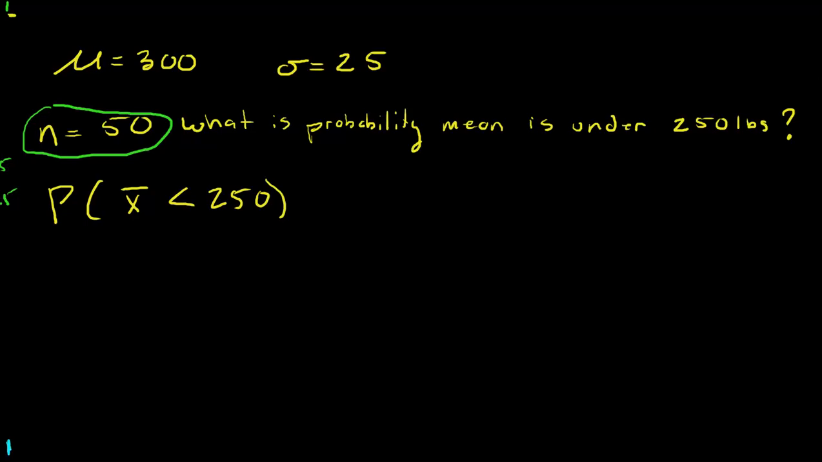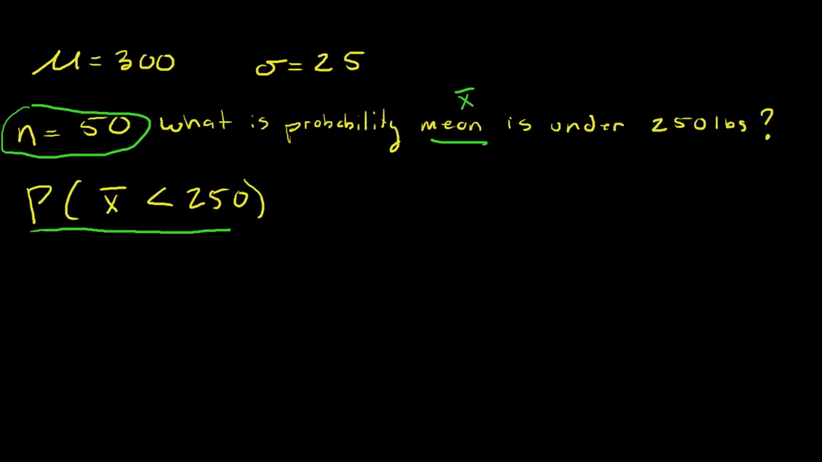Okay, so the same exact question. What's the probability that the mean of the sample, I'm not talking about a dolphin anymore, I'm talking about the mean of the sample, that's an x-bar, is under 250 pounds. So I want to find the probability that a sample mean is under 250 pounds. Well, if I'm going to need a sampling distribution, I guess I need to build the sampling distribution.